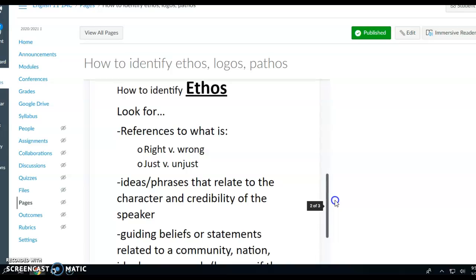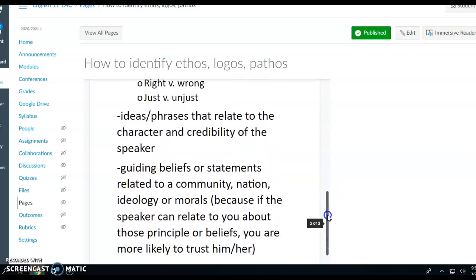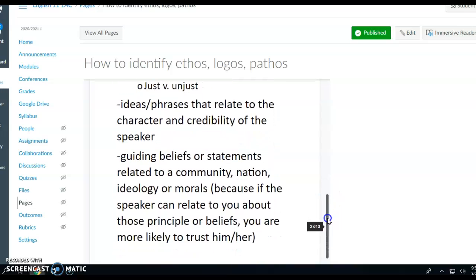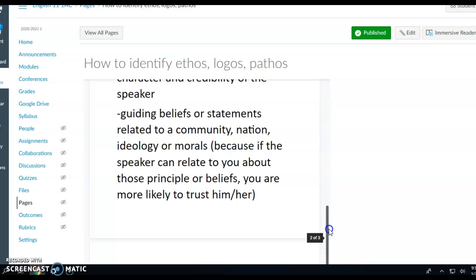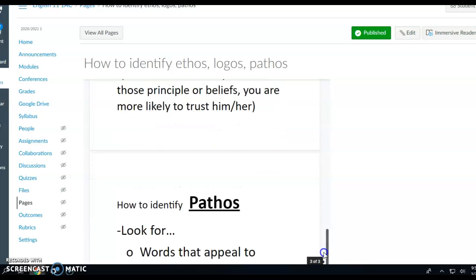Ethos is references to right versus wrong, just versus unjust. So if you think in logos, you might reference a law that also might tell you what is right or wrong. So there's where you have that weird gray area. Ethos is also ideas or phrases that relate to the character and credibility of the speaker. So what is their background knowledge of the topic? Do they have any personal connections or personal stories? Any guiding beliefs or statements relating to community, nation, ideology, or morals? Because if a speaker can relate to you about those principles or beliefs, you're probably more likely to trust him or her or agree with him or her.